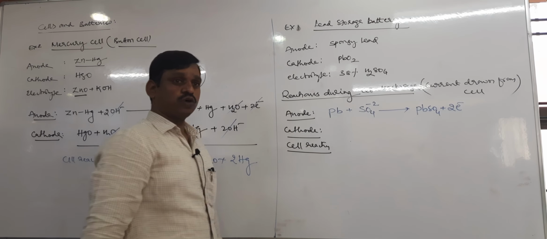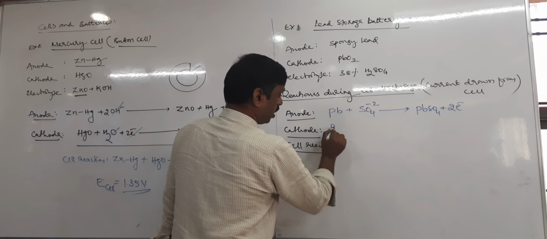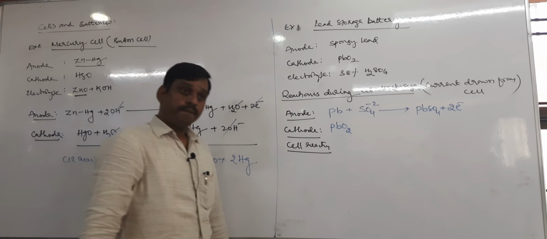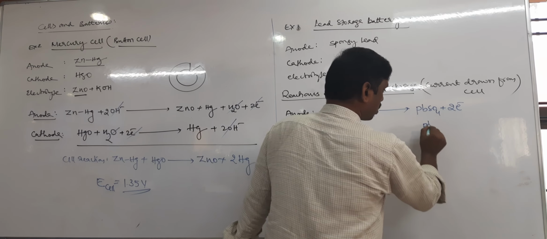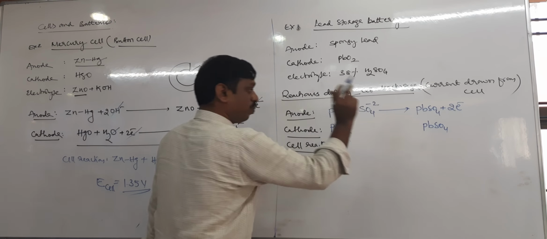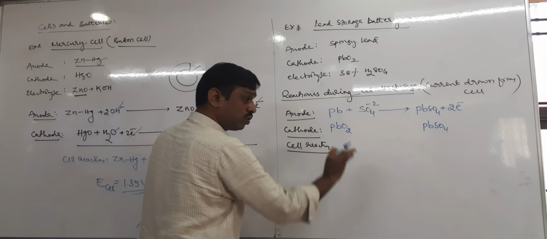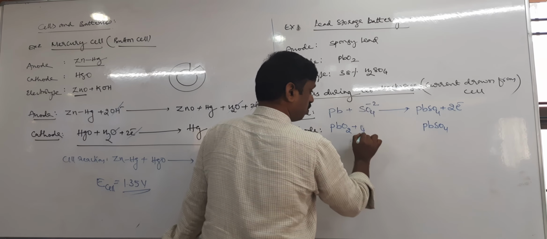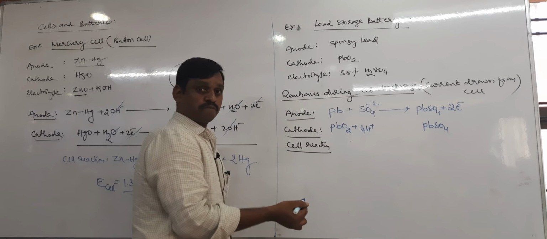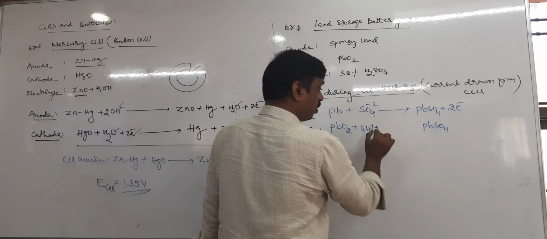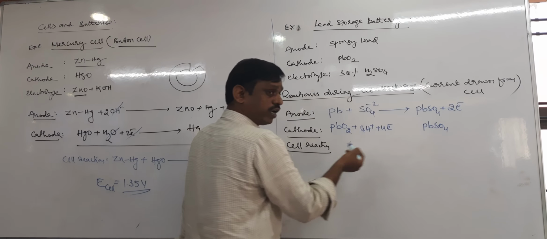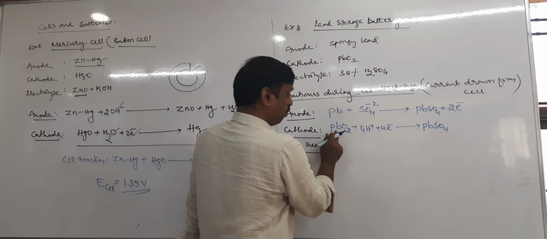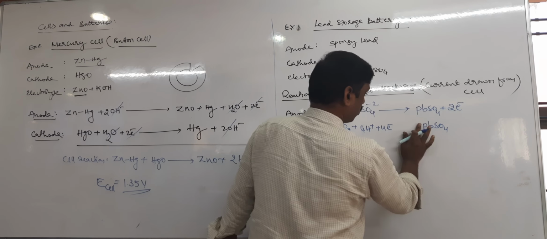Next is the cathode, PbO2. Now tell me, PbO2 also converts into what? PbSO4 only. Now tell me, in order to convert PbO2 to PbSO4, what should be removed? 2 oxygen. In order to remove 2 oxygen, how many H plus are required? 4 H plus, because H plus is available from sulfuric acid. When you take 4 H plus, how many electrons should be added? 4 electrons to get neutral. 4 positive, 4 negative.